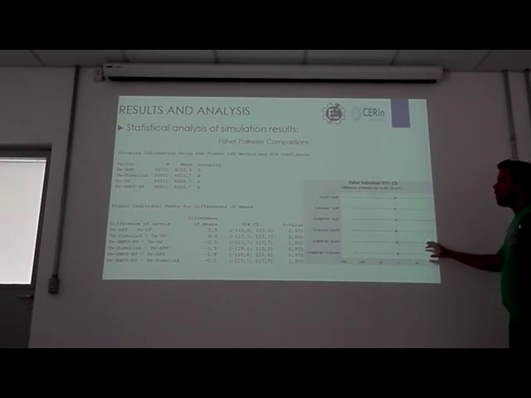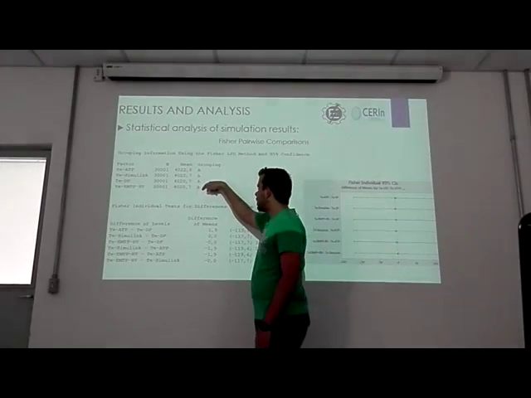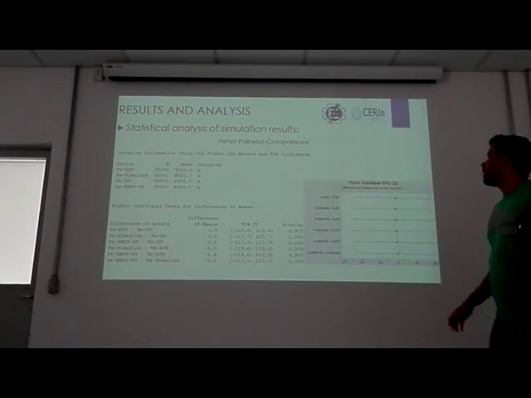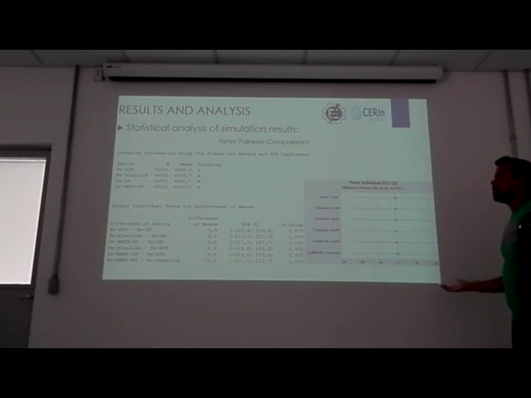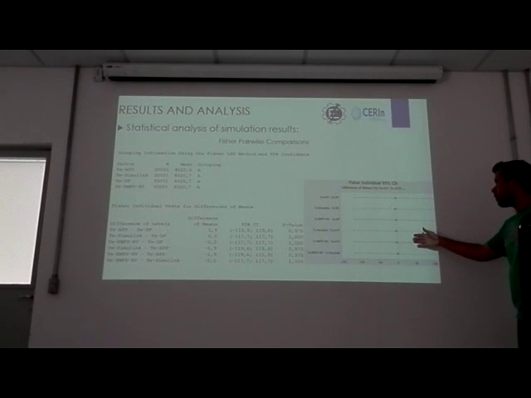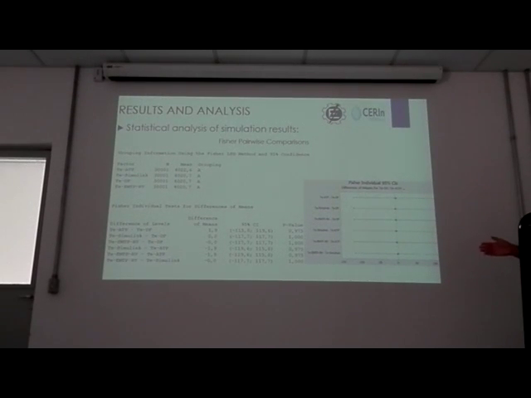Fisher pairwise comparison shows the same thing. For all variables that I have compared, we get the letter A. That means that there is no difference between the models. We can represent this in this graph right here: the difference of means for electrical torque in all the models that I have presented.